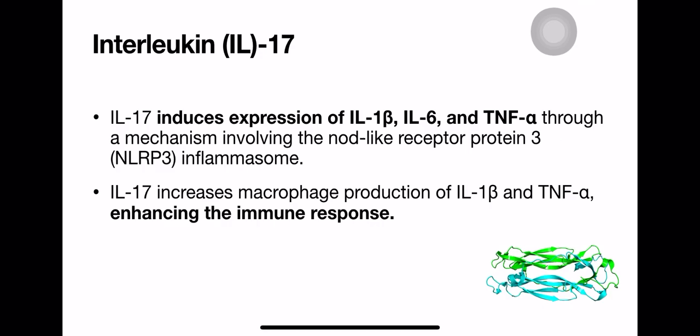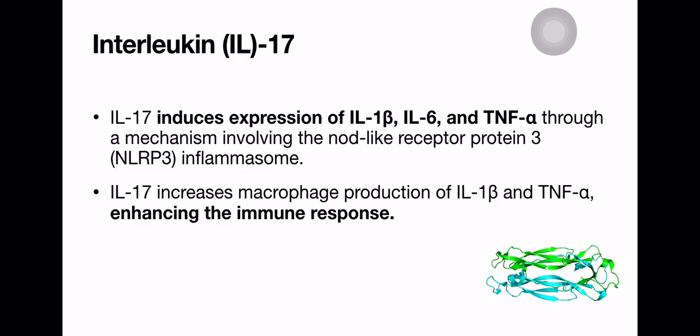Another important cytokine in the pathogenesis of hidradenitis suppurativa would be interleukin 17. So this comes from the Th17 cells, which develop from IL-23 stimulated CD4 T cells and are the main producers of interleukin 17A. These Th17 cells are increased in lesional and perilesional HS skin compared to healthy individuals.